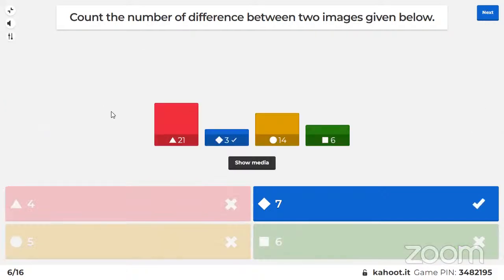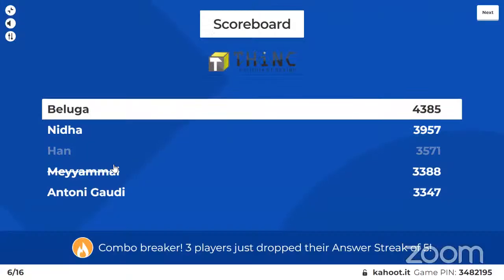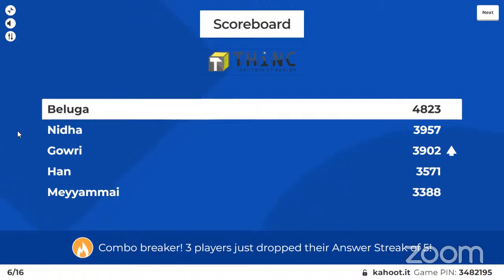All right, now the number of differences between two images. There are seven differences. Most of you have made it wrong. Let's see the scoreboard. Yeah, Kahoot is also saying the same thing. Only 3 players dropped the answer streak of 5 just because of this question. Still we have Beluga on the top with 4,823 points. Second we have Nida. Third we have Gauri, fourth we have Han, and fifth we have VMI. That's all from the leaderboard.